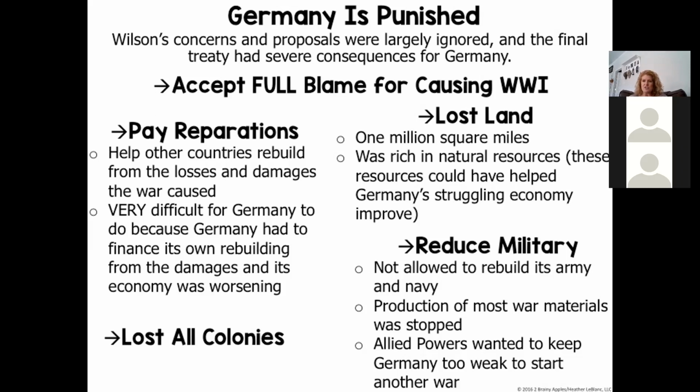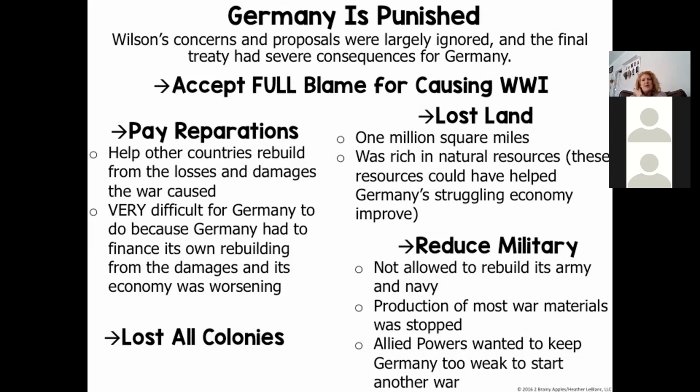And to make matters worse, Germany is going to lose all of their colonies. Well, the colonies help their economy. So not only is the economy terrible because of the war and they need to rebuild, we're going to take all that away and you have to pay. And you're going to lose some land. Over 1 million square miles of rich natural resources that would have helped Germany rebuild is taken from Germany and given away.